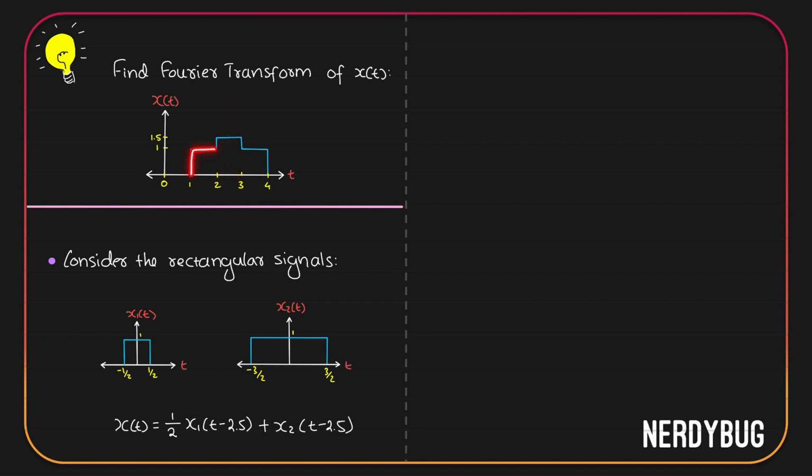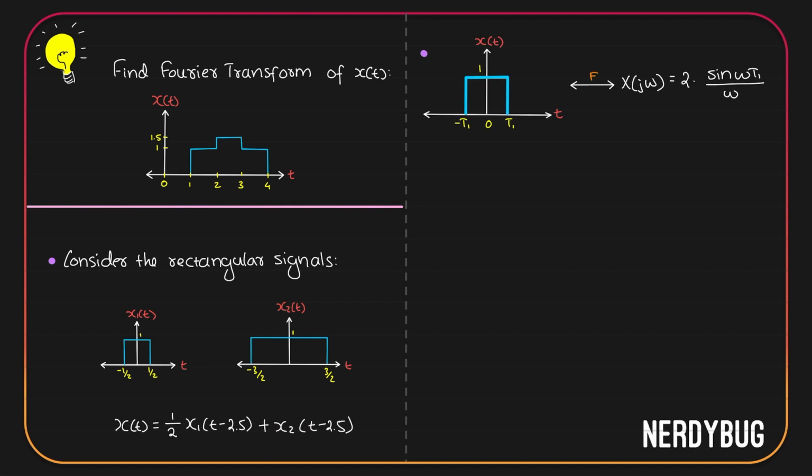The values here, as you can see, is 1, so we will take x2 of t for that. x2 of t is giving 1. But in the middle we want 1.5. That is an extra half is required. But x1 of t is giving 1, so to get half, we multiplied it with half. That's how x of t is half of x1 of t minus 2.5 plus x2 of t minus 2.5.